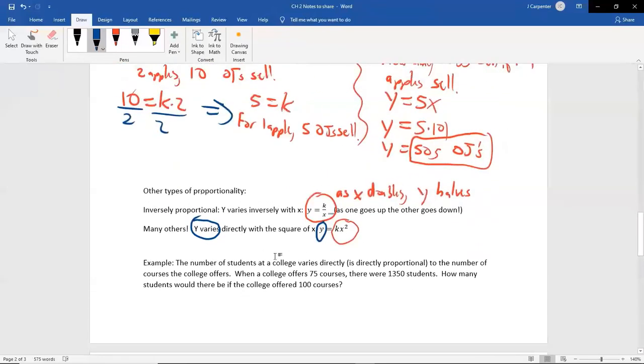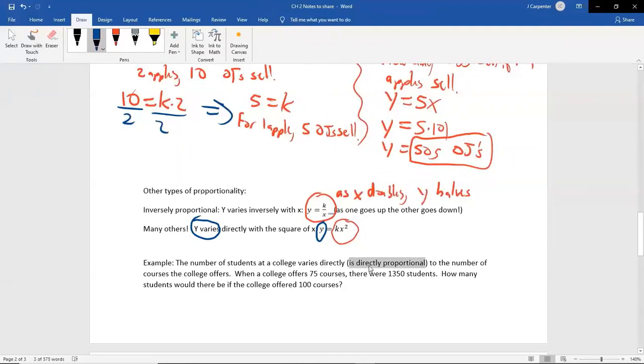The number of students at a college varies directly, i.e. is directly proportional. So I'm just saying that the phrase varies directly has the same meaning as saying is directly proportional. So that's another word that you can use. The word proportional can be exchanged with the word varies. So there's some important language to understand and remember as well.